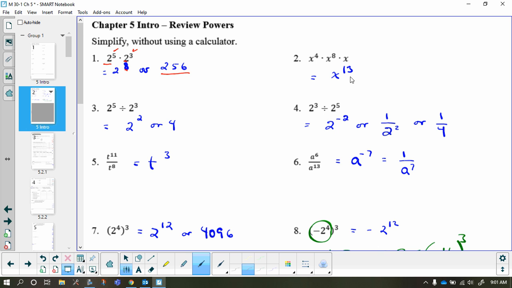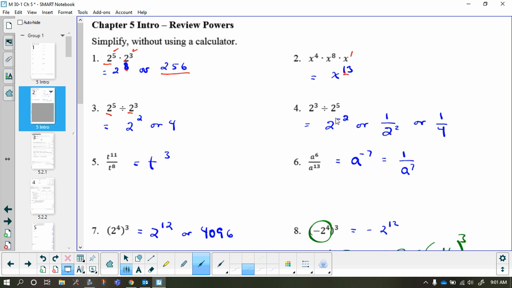Similar idea in number 2, where we just add the exponents. Remember, there is an invisible exponent of 1 with this last x. That's how we get 13 as our exponent. When we're dividing powers, this tells me I have 5 2's multiplied in the numerator, 3 2's multiplied in the denominator, so 3 of them cancel out between numerator and denominator. I'm just left with 2 in the numerator. 2 squared is 4.